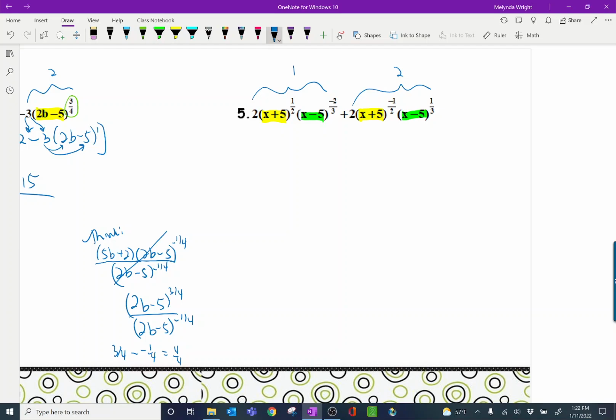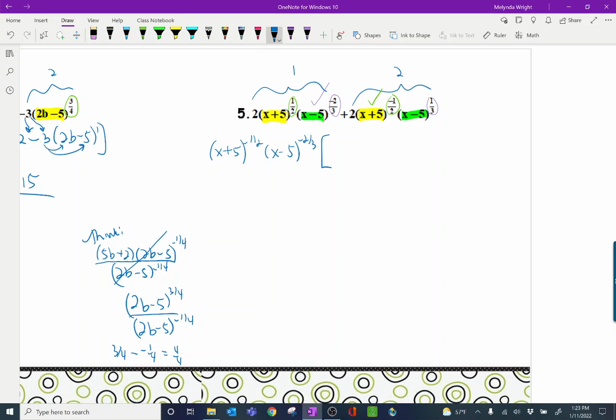All right, so we've got the (x + 5)^(1/2) and the (x + 5)^(−1/2). So we've got to choose between 1/2 and negative 1/2, and this one is the winner. And then we need to choose between negative 2/3 and 1/3, and that's the winner. So those are the 2 that we're going to factor out, because these have the smallest exponents. So I've got (x + 5)^(−1/2) and (x − 5)^(−2/3).